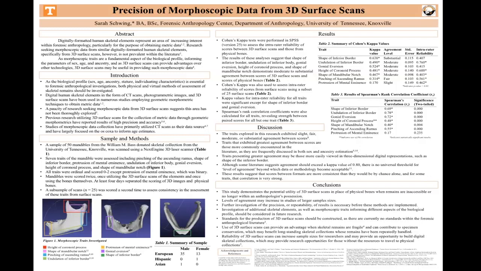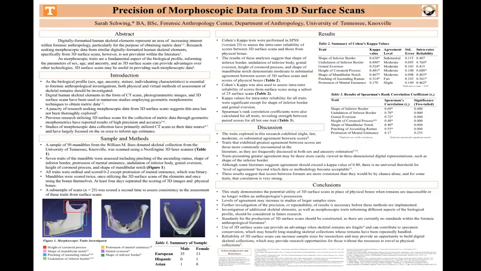was that the greatest agreement that I saw in the first test of kappa values, so shape of inferior border and gonial eversion, those were my two traits that exhibited the greatest agreement. Interestingly, in this second round of scoring, those are the two traits that exhibited the least agreement. So there's definitely a little bit of research that needs to continue here, just to tease out what these issues are.